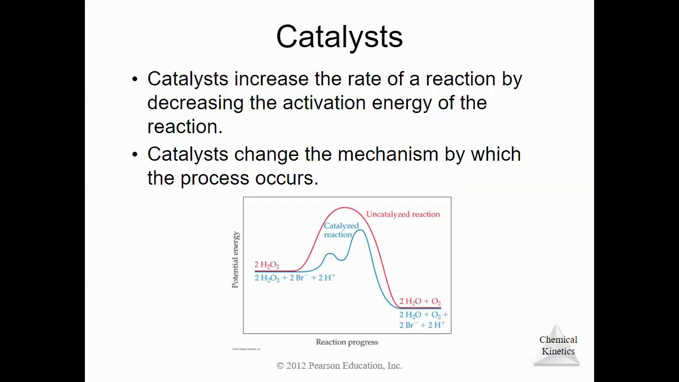All right, last thing we got to talk about is catalyst. So we already know, hopefully you already know, the definition of a catalyst is that it makes a reaction go faster. Well, the reason it makes a reaction go faster is because it lowers the activation energy, causes a decrease in activation energy. And what that really means is that it changes the mechanism.